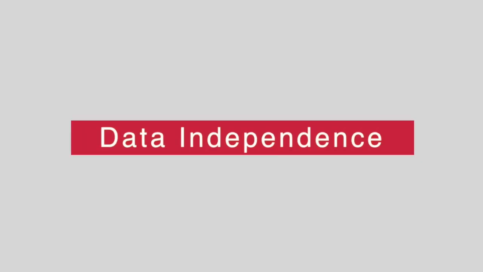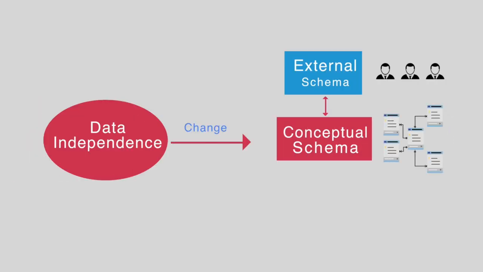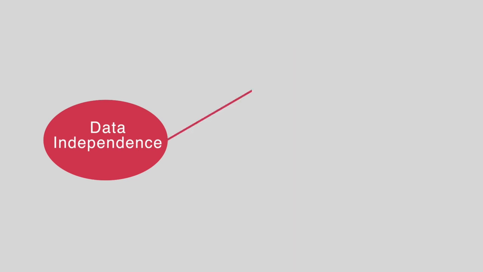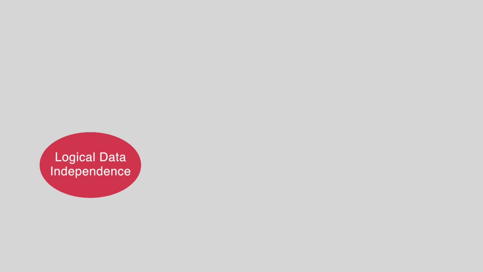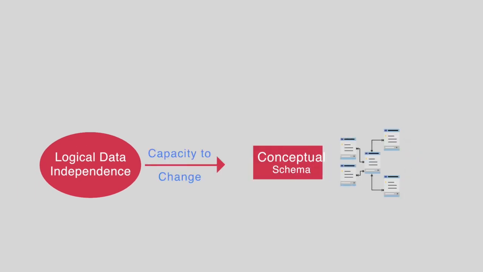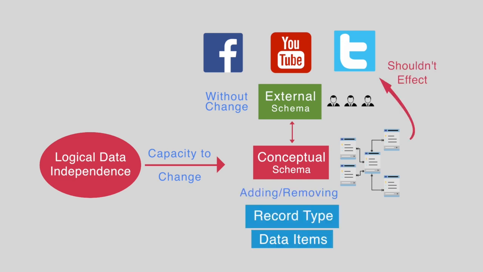Data independence. It is the capacity to change the schema at one level without having to change the schema at the next or higher level. We have two types of data independence: logical data independence and physical data independence. Logical data independence. It is the capacity to change the conceptual schema without having to change external schemas or application programs. We can change the conceptual schema by adding or removing a record type or data item. It should not affect the external views or applications.